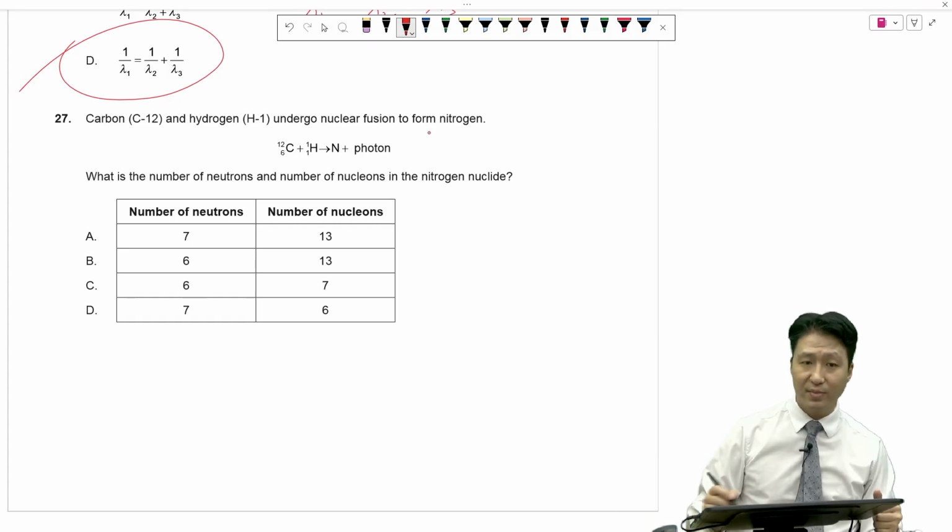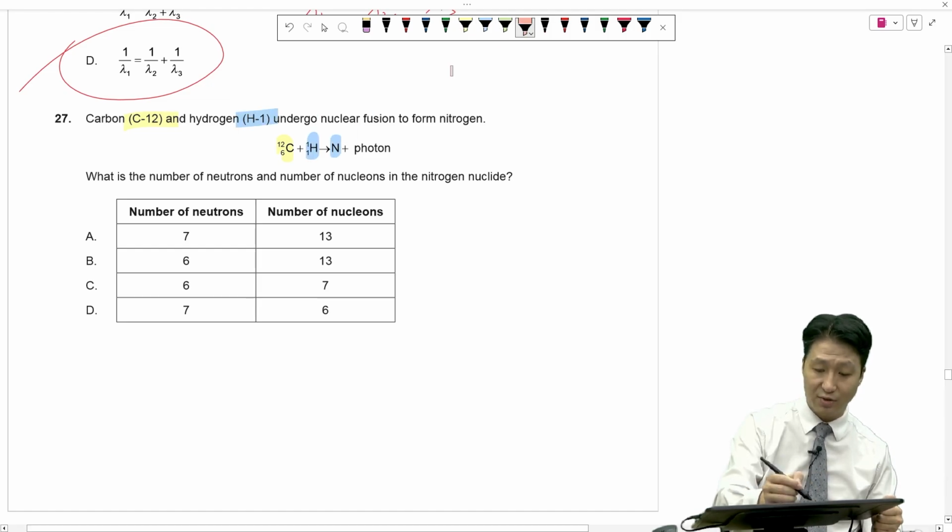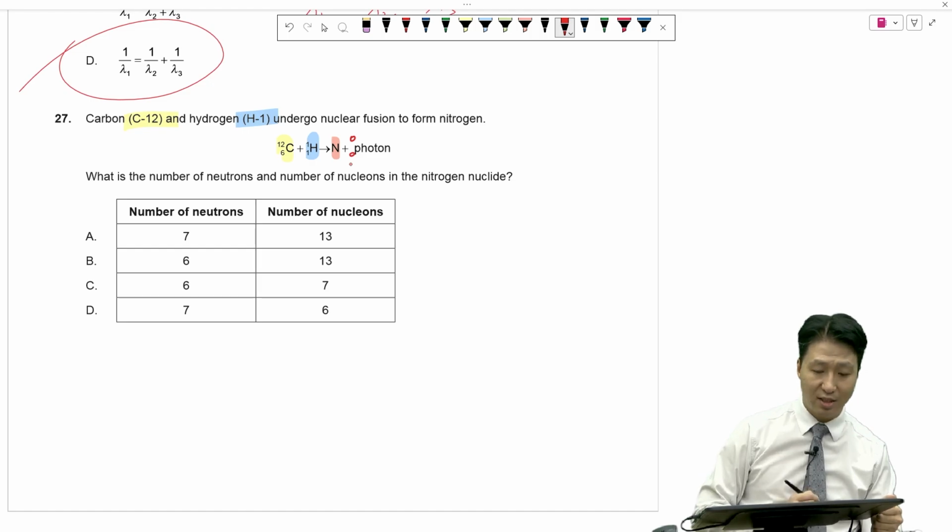In number 27, carbon C12 and hydrogen H1 undergo nuclear fusion to form nitrogen. What is the number of neutrons and number of nucleons in the nitrogen nuclide? So if you look at the reaction, we have carbon 12, we have hydrogen 1 becoming nitrogen and a photon. Well, the photon has no charge, no mass, so it doesn't really matter.